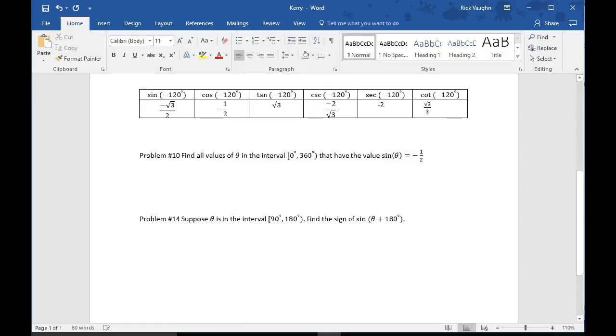All right. Now for problem 10, find all values of theta in the interval 0 to 360 that have the value sine of theta equal to minus 1/2. So the sine function is negative in the third and fourth quadrant. So these are going to be angles that are between 180 and 360. And then the other thing that I'm going to look at is that the reference angle, the sine of 30 degrees, is 1/2. And so I'm going to find the corresponding angles in the third and fourth quadrant that have that same reference angle of 30 degrees. So this is going to be 180 plus 30 when you get into that third quadrant, which is going to be 210.